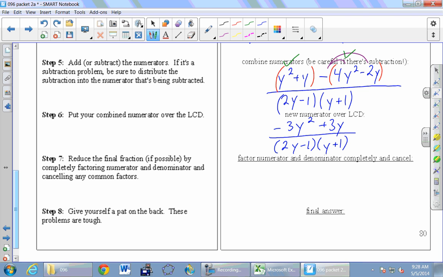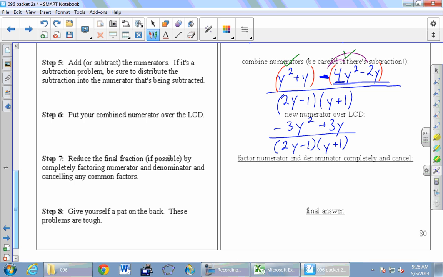Questions on that step? We kind of skipped a step. We did this part in our minds, this subtraction here. So that subtraction is going to apply to both of these guys.